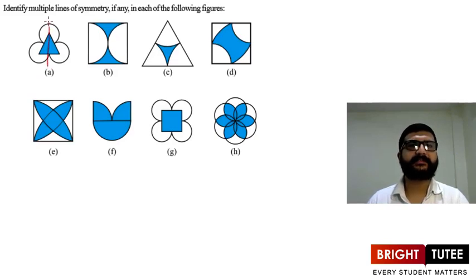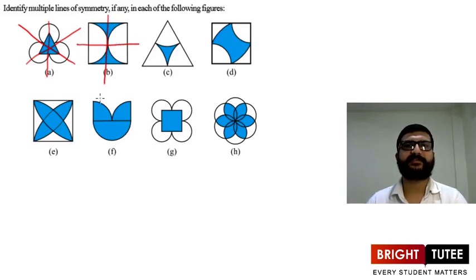One can be like this. This can be a line of symmetry, and one can be like this also, and another one can be like this. So these are the three lines of symmetry for this figure. Similarly, for the next one we can have one like this and one like this. So these are the two lines of symmetry for this figure.